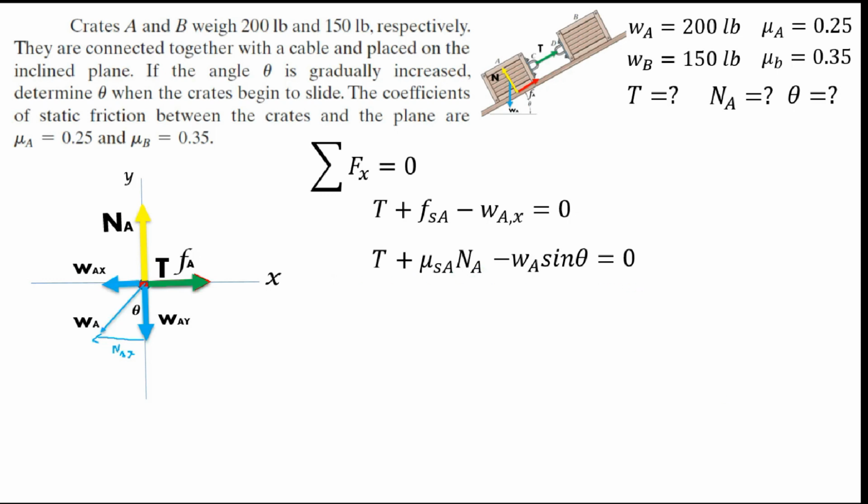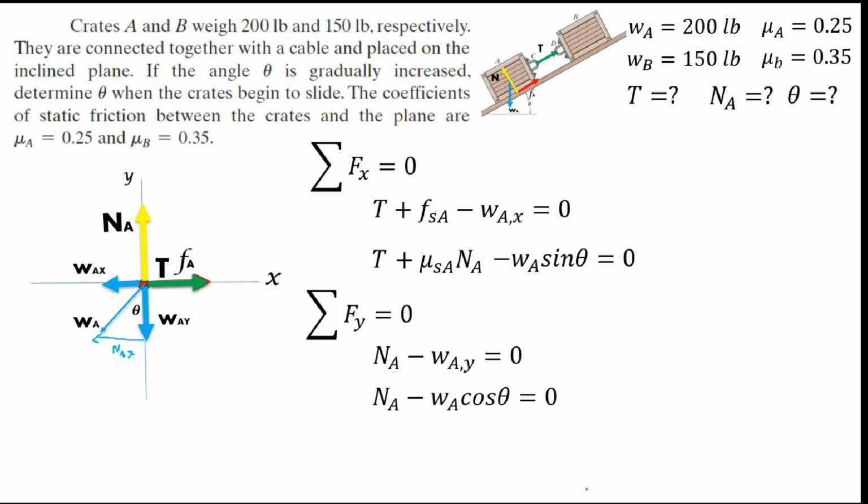So let's proceed to the forces along Y. We have 2 forces only along Y, so that is NA minus WAY, and since there is a subscript for WA, we have to get the equivalent of this. WA is just the adjacent of theta, so it will be NA minus WA cosine theta. Again, we don't know what is NA and we don't know what is theta, so we cannot solve here.